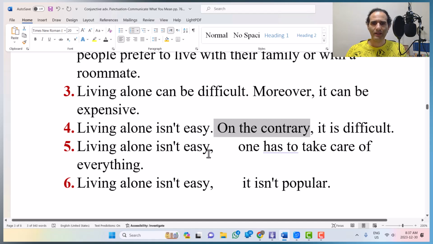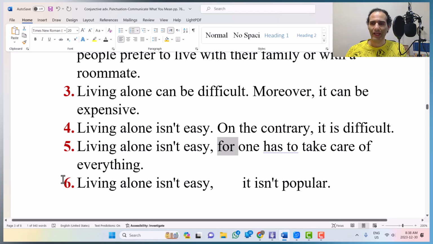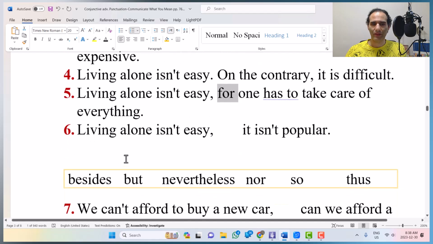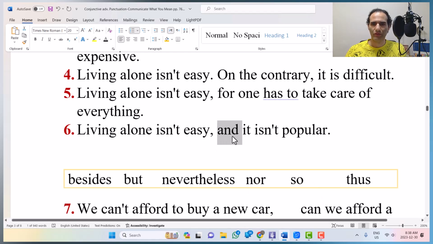Living alone isn't easy, one has to take care of everything because. So we have a coordinating conjunction meaning because, and that is for. For one has to take care of everything. Living alone isn't easy, and it isn't popular. Yeah, comma before.